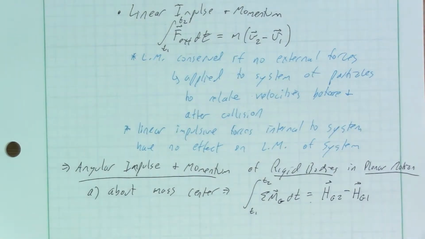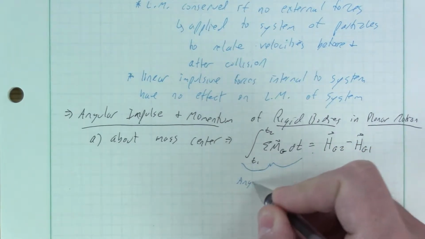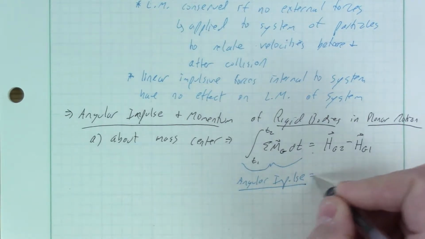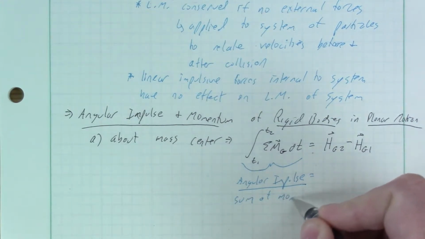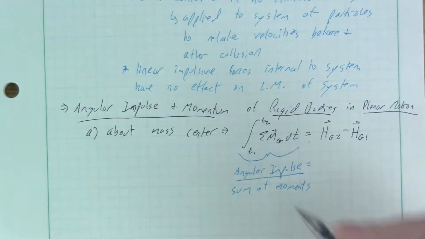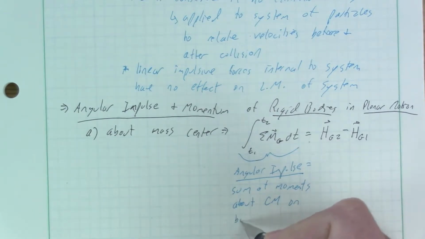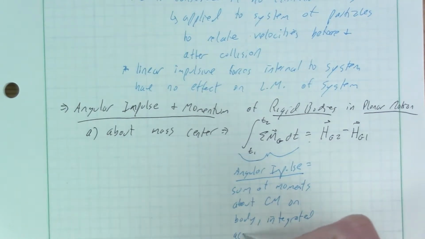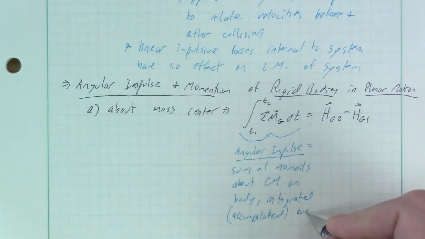Okay, so let's categorize these two terms and define them. This is our angular impulse, which is the sum of the moments calculated about the center of mass on the body, and then integrated. Whenever we integrate, we're accumulating things over the integrated variable, so over time in this case.